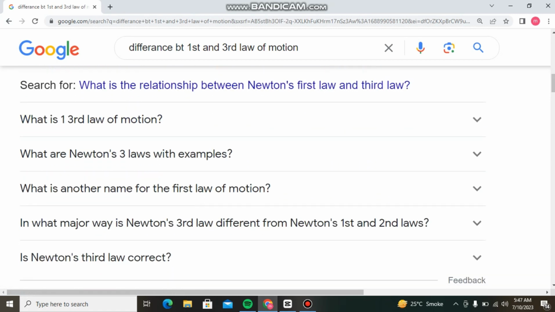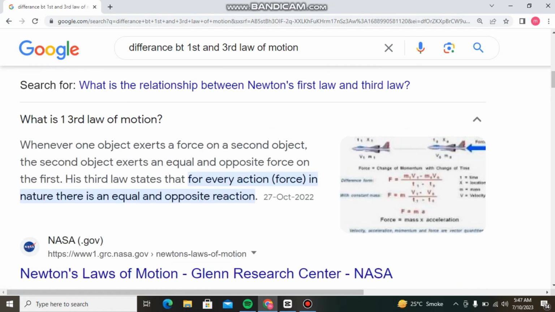Then what is the third law of motion? Whenever one object exerts a force on a second object, the second object exerts an equal and opposite force on the first. Newton's third law states that for every action force in nature, there is an equal and opposite reaction.